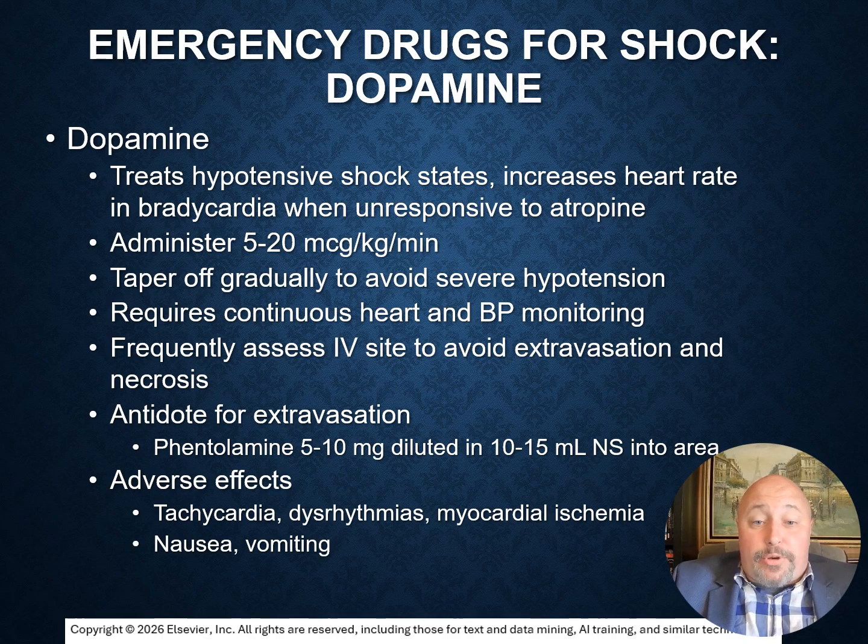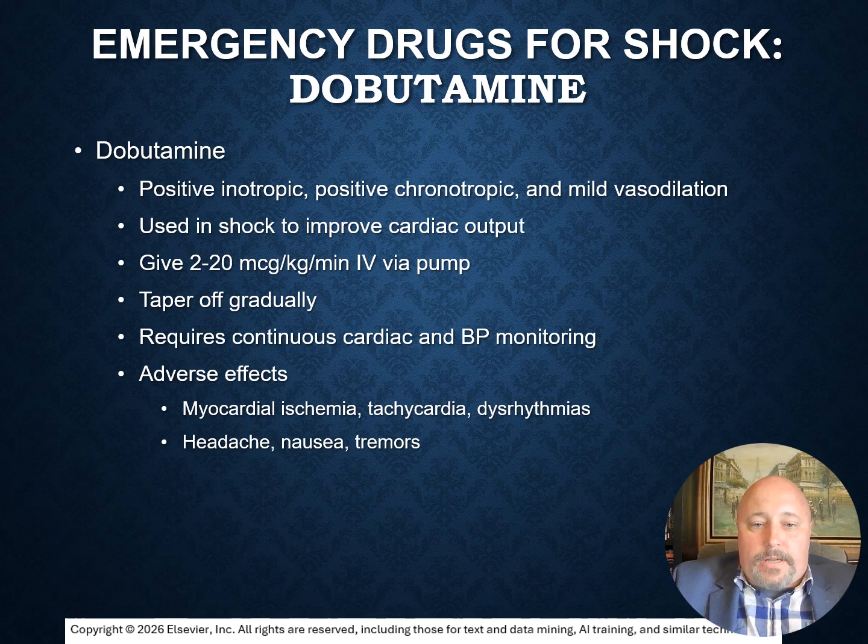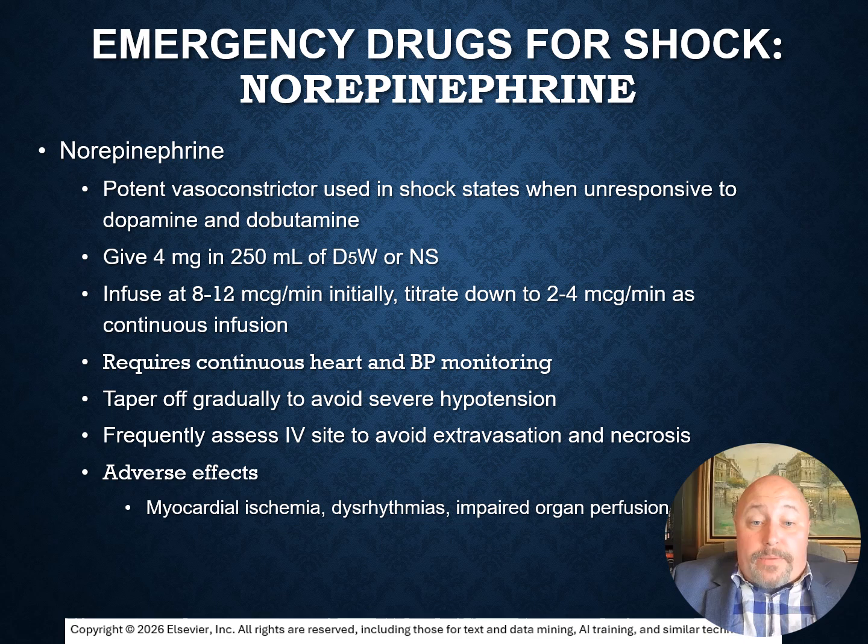Dopamine. This treats hypotensive shock states and works to increase the heart rate in bradycardia when unresponsive to atropine. Dobutamine. This is used in cases of shock to improve cardiac output. Norepinephrine. This is a potent vasoconstrictor, again, used in shock to rapidly pick that blood pressure back up, get the body perfusing itself again.